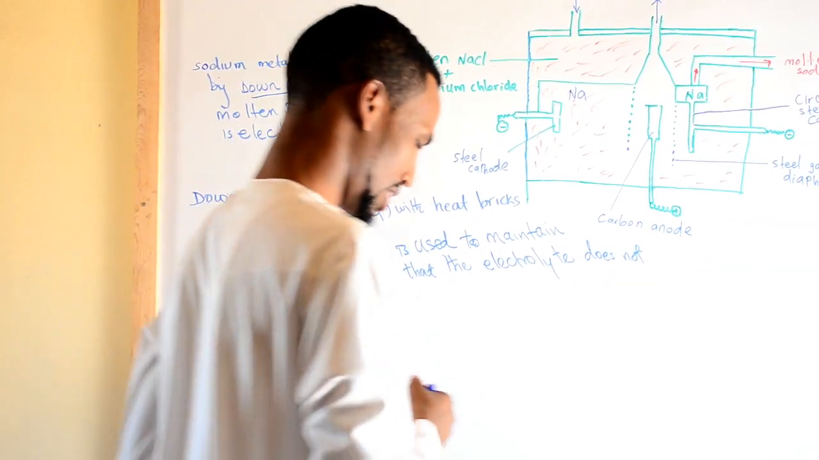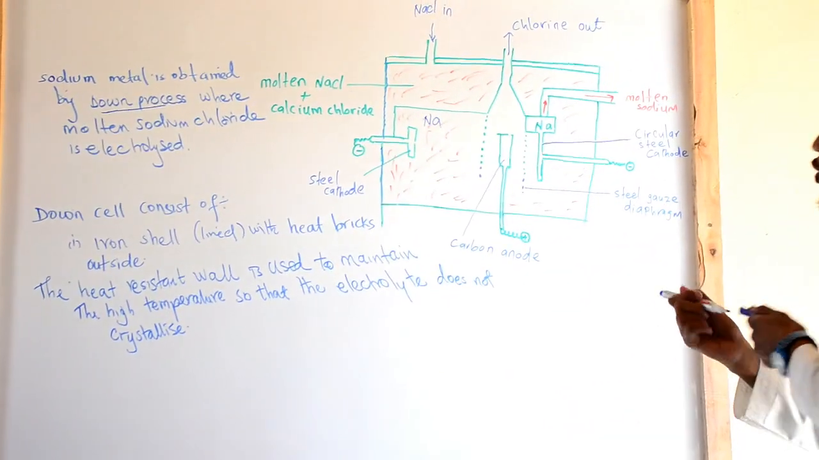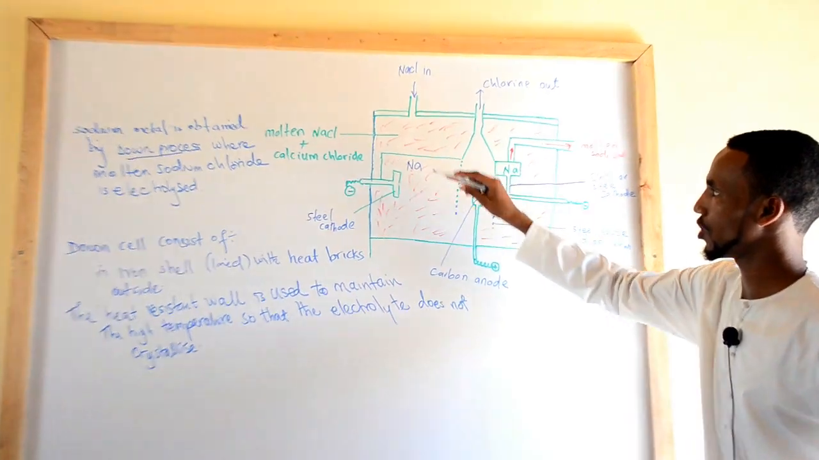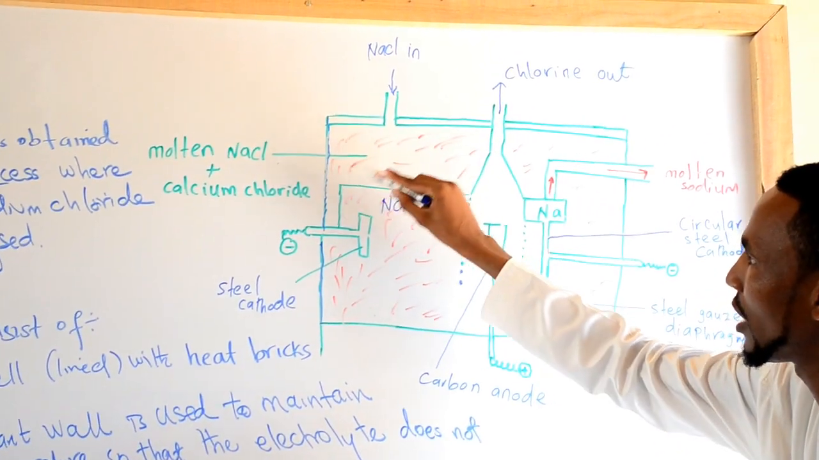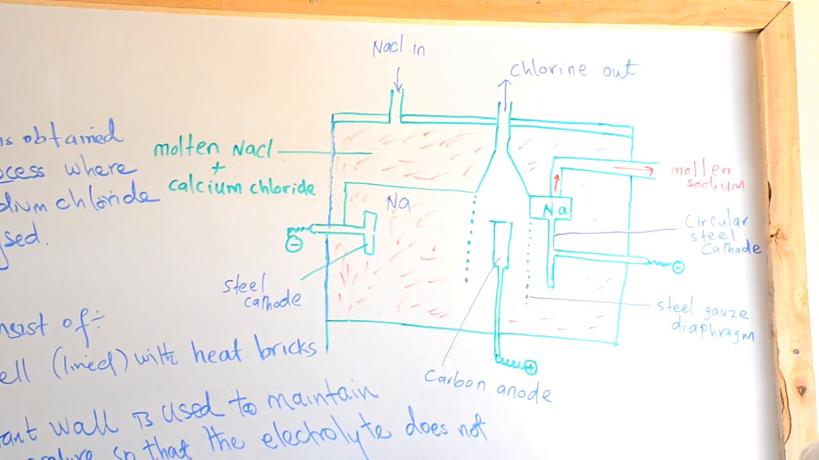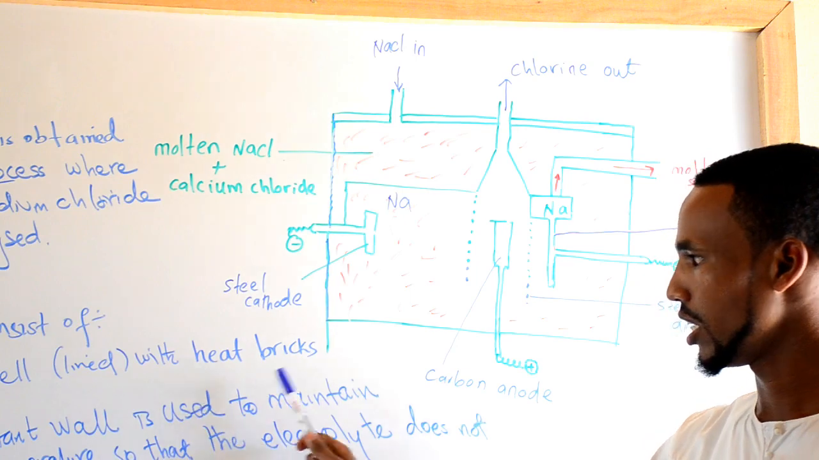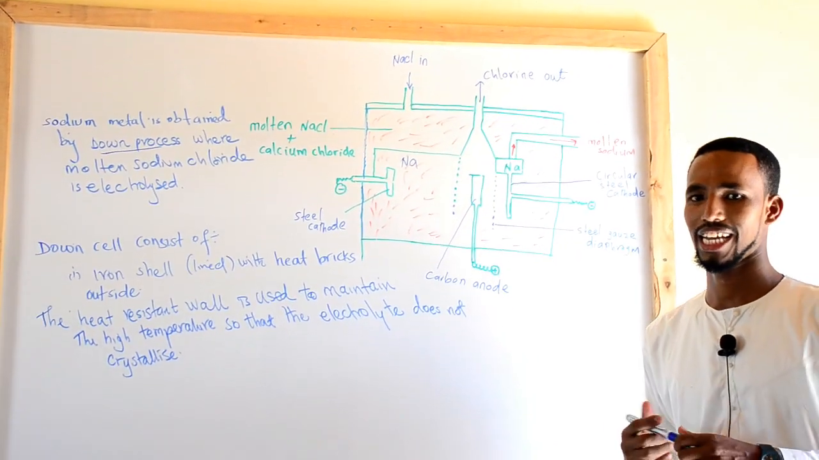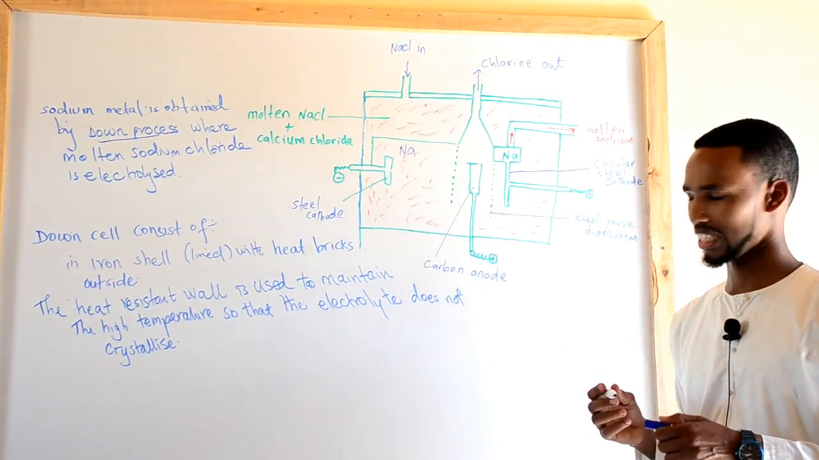So we have talked about the sodium chloride Downs cell. This is a Downs cell, yeah? So what are we talking about? The outer region here is made up of an iron shell. The reason that it's made up of an iron shell is because this wall is used to maintain the high temperature so that the electrolyte does not crystallize.